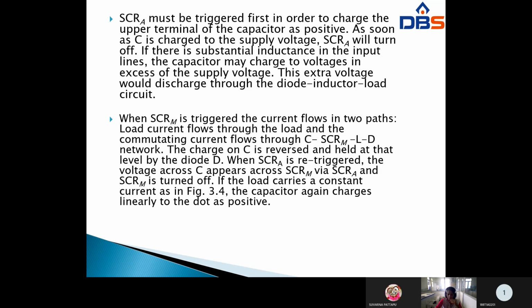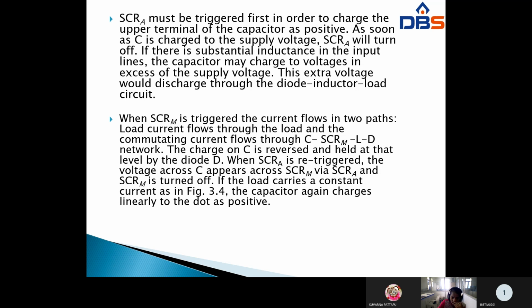Whenever the main SCR is triggered, the current flows into two paths. One is the load current, which flows through the load, and the commutating current flows through the capacitor C, SCRM, inductance and diode. The charge on C is reversed and held at that level by the diode.